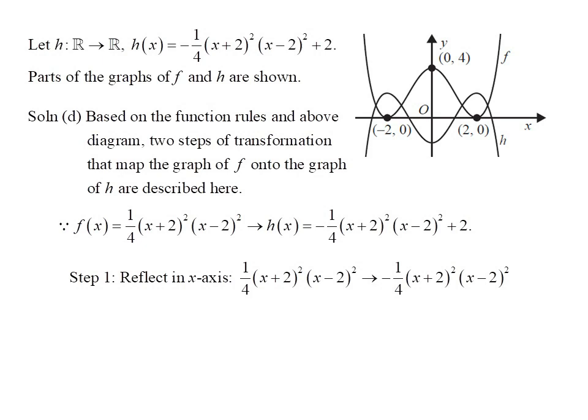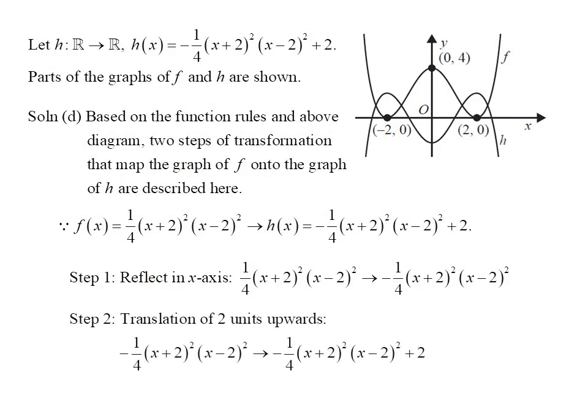So the rule becomes negative 1/4 multiplied by (x + 2) squared multiplied by (x - 2) squared. Then the second step is to translate the function 2 units upwards. So it becomes negative 1/4 multiplied by (x + 2) squared multiplied by (x - 2) squared plus 2.